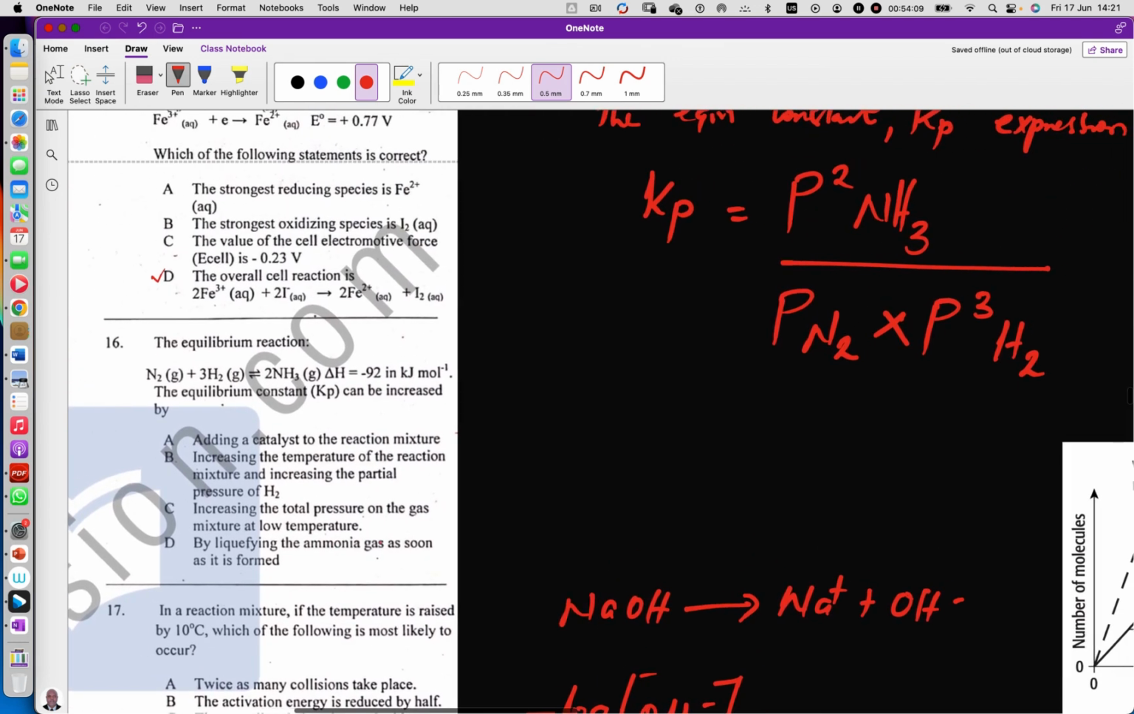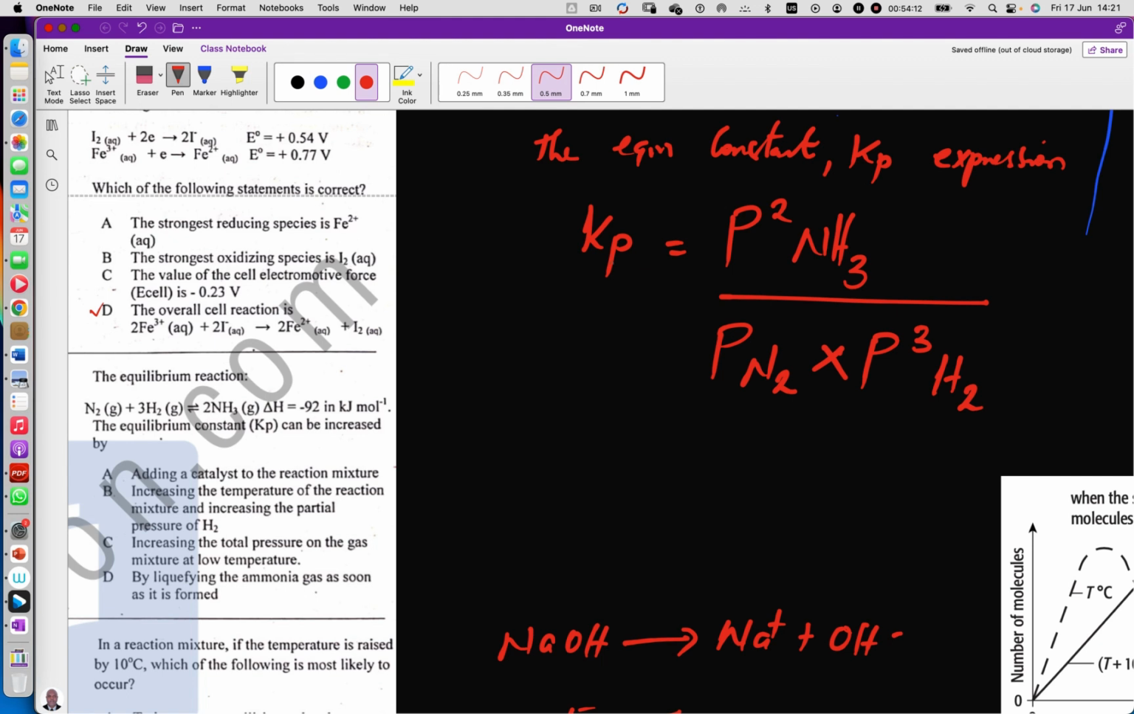I want you to do something to know something. This is the expression for the equilibrium constant Kp. Kp is the partial pressure of ammonia divided by that of nitrogen times that of hydrogen. And the value of Kp will depend on the numerator, that is, on the amount of ammonia. The higher the number of moles of ammonia, the higher the Kp. The lower the number of moles of ammonia, the lower the Kp.